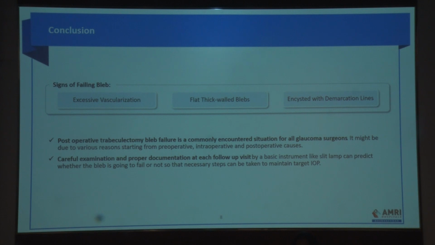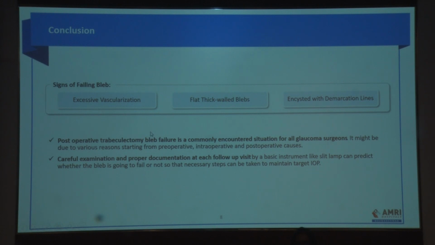So to conclude, excessive vascularization, flat thick-walled Blebs and encysted Blebs with demarcation lines were very early signs that this Bleb is going to fail. So intervention is required at an early stage so that the Bleb function can be maintained.